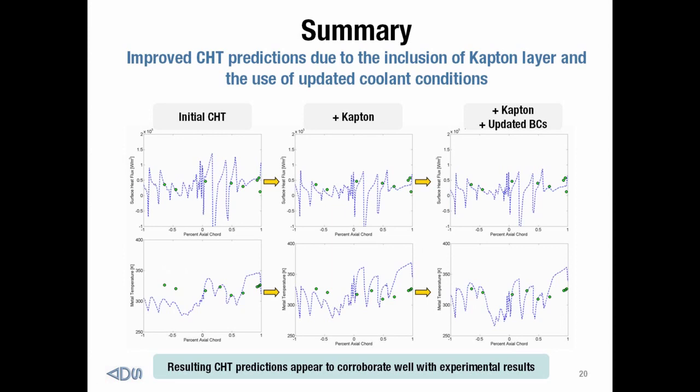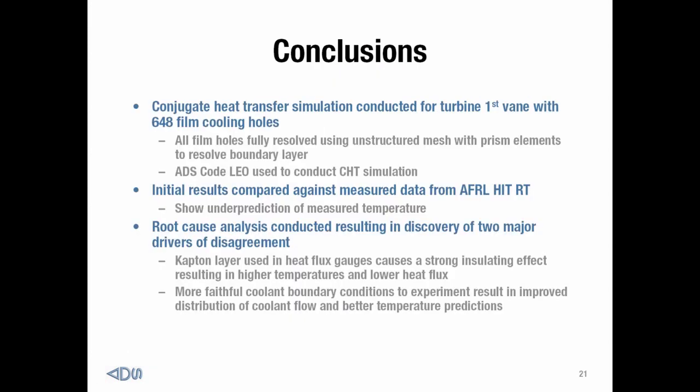We then accounted for the thin insulating layer due to the Kapton in the heat flux gauges. And what we saw was that those oscillations in the heat flux were decreased pretty significantly, and they're brought into a more believable range given the data that we have. What we saw in the temperature was that now on the pressure side, the prediction has come up to a more believable value. It's not quite right. We're still underpredicting, but it's starting to get in the ballpark. However, when we look at the suction side now, we're severely overpredicting.